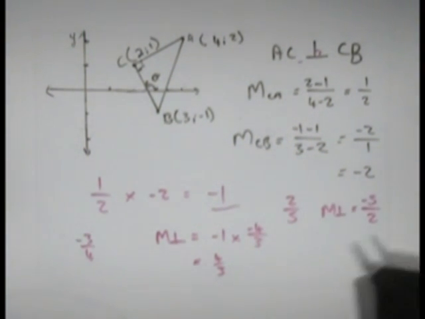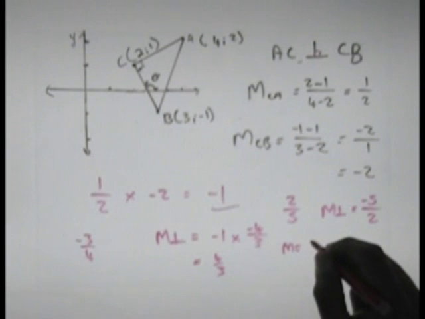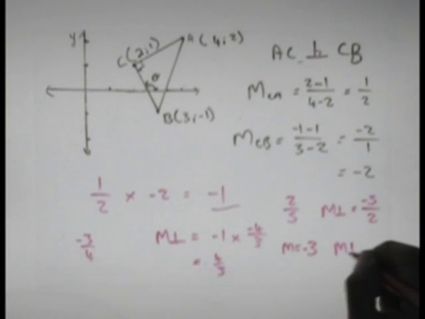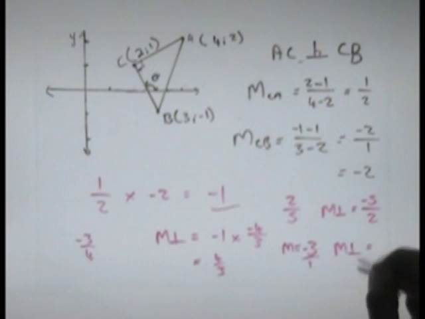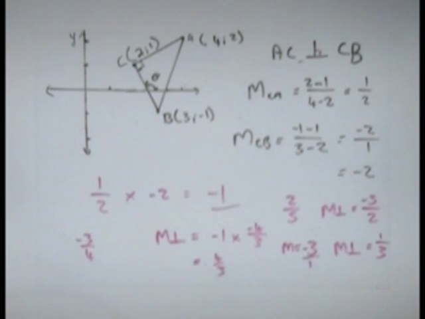2. If our original gradient was, let's say, negative 3, that's negative 3 over 1, that means that our perpendicular gradient will be positive 1 over 3. All we're doing is swapping it around and changing its sign, either from positive to negative or negative to positive. And that there is the relationship between gradients of lines that are perpendicular.